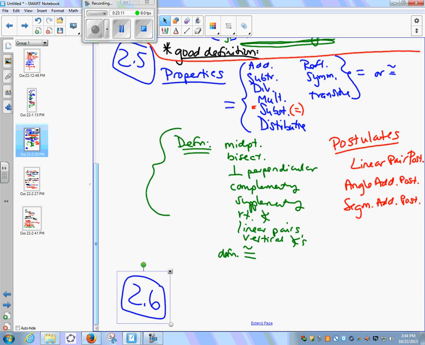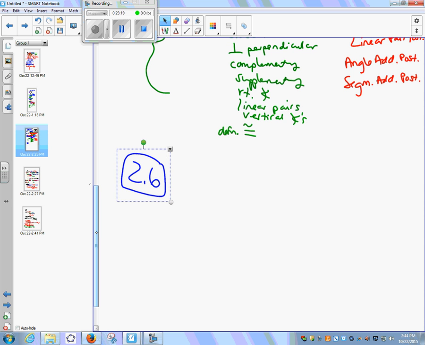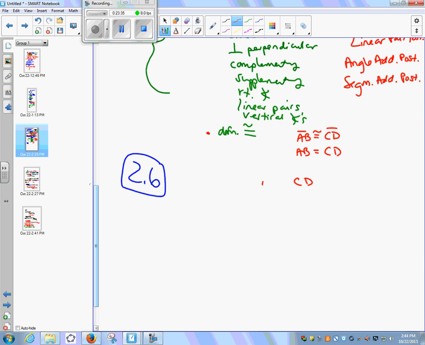Definitions you need to review on your own. Make sure you're remembering what those are. I've posted all the answers, so you should be able to figure those out. Remember, definition of congruent is used in a proof whether you're going from congruence to equal or equal to congruent. Either one, this is definition of congruent. Never going to be definition of equal.